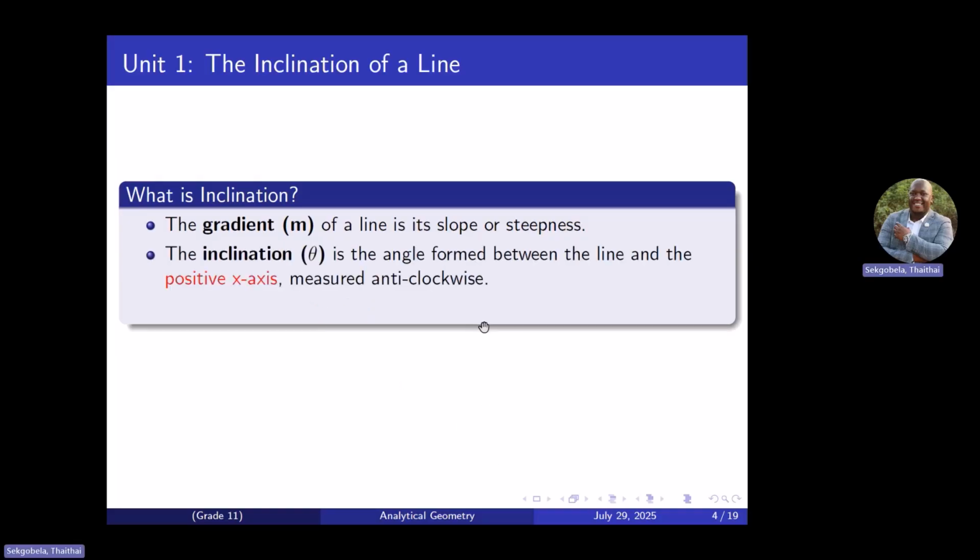Now, when you look at this, we are explaining two things for dealing with the inclination of a line. The gradient of a line should be known. Then you can use that gradient to find the inclination, which is theta. They're saying it is the angle formed between the line and the positive x-axis measured anti-clockwise.